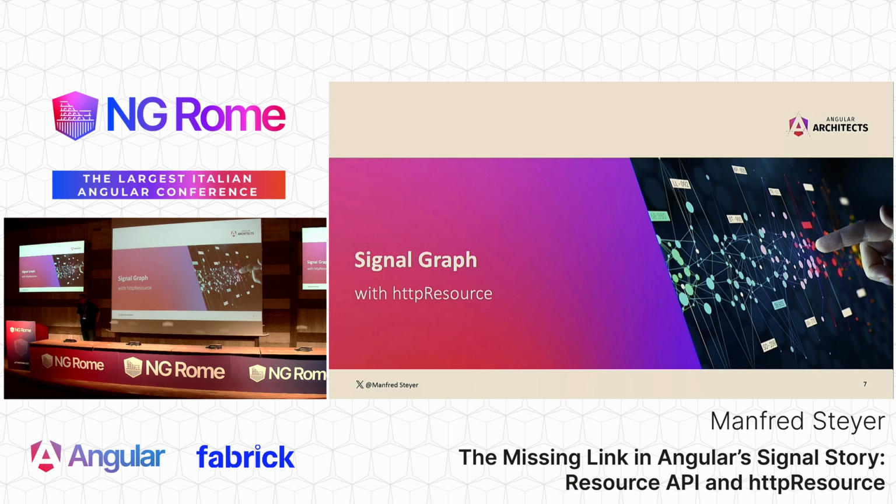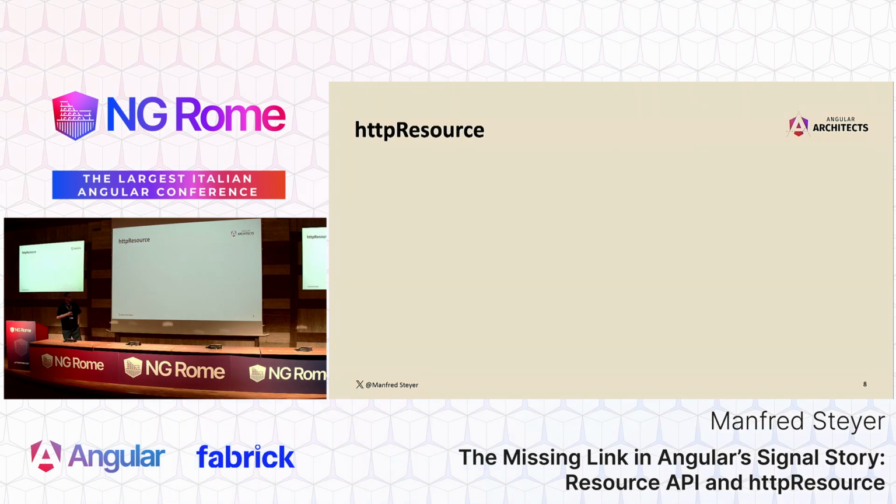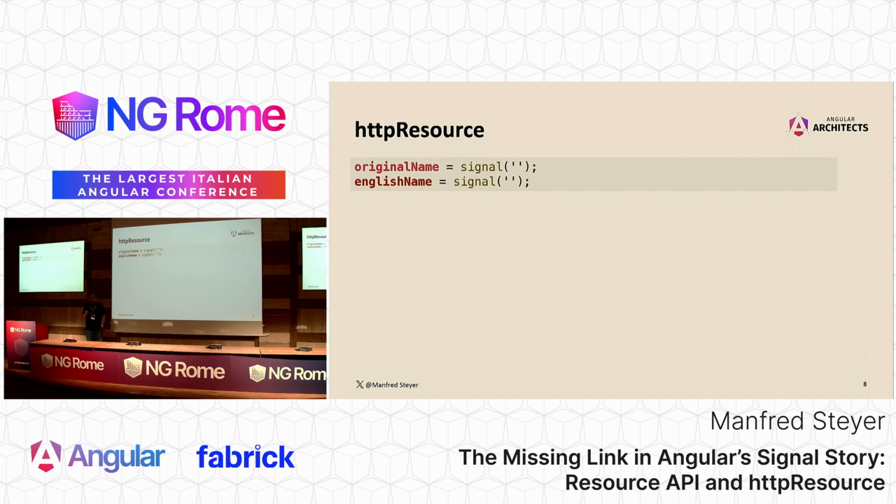Okay, cool. So let's get started with the signal graph. The signal graph is more or less invisible currently. In the future, there might be some debugging tools to visualize them. However, indirectly, you can see it in your code. Here I just have a little tiny example for this. Here I have an original name and an English name signal. This is out of another example I've done, I think, last year here at NG Rome, which is about searching for desserts. A very important topic, desserts. And here I could have searched with the original name or the English translation.